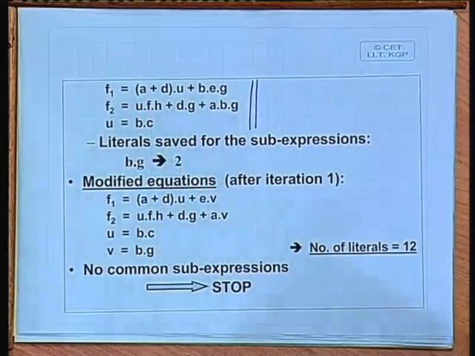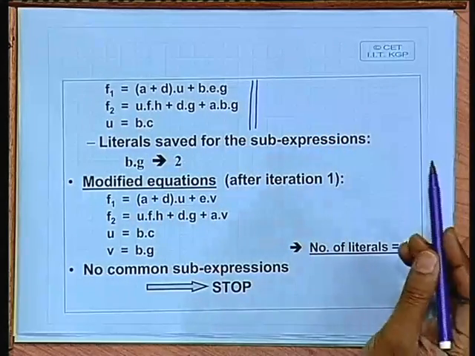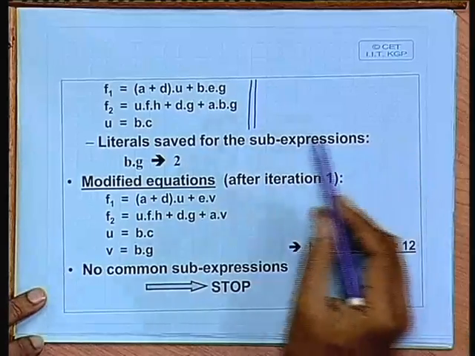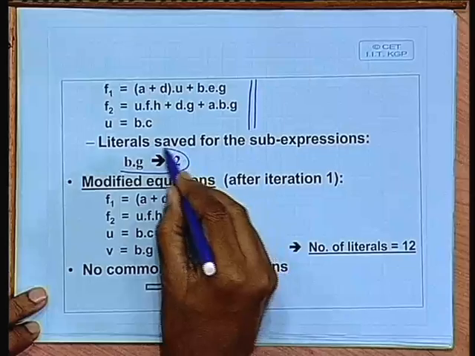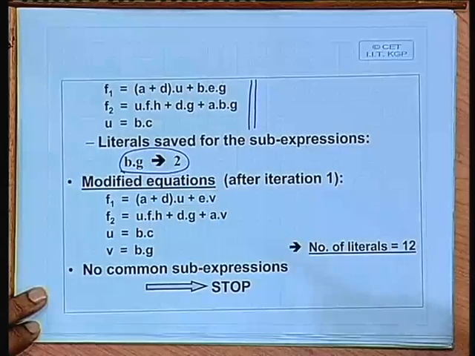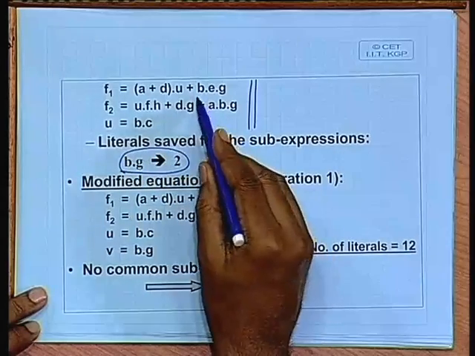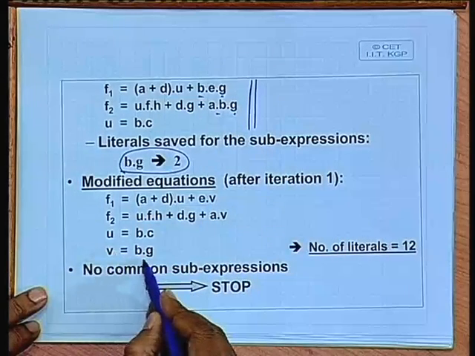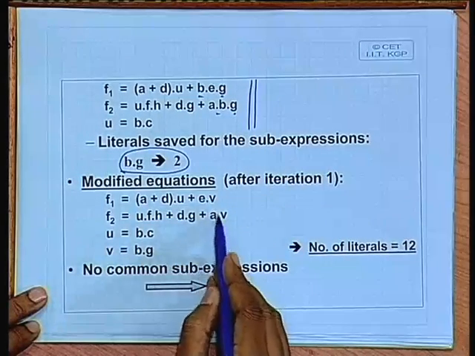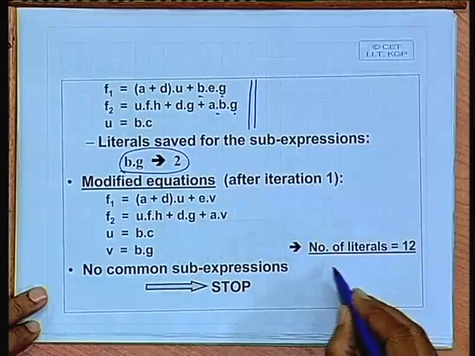Now, you check the sub expressions. Now, BG gives you the best benefit. So, in the next iteration you select BG. BG is here as well as here. So, define another variable called V, it comes here. So, now the literals become 12.